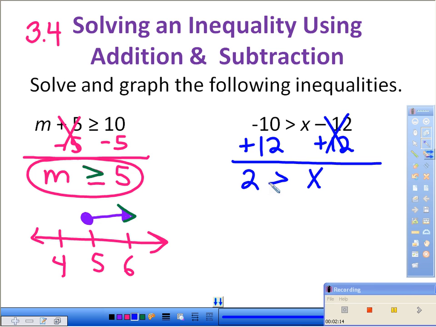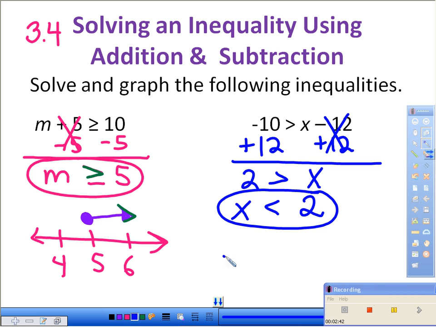Before we can graph this, though, we have to rearrange our answer so that the x comes first and the number comes last. The variable needs to be first in order to graph it correctly. So if we are flipping the x and the 2 around, we also have to flip the greater than sign around, and it becomes less than. X is less than 2.